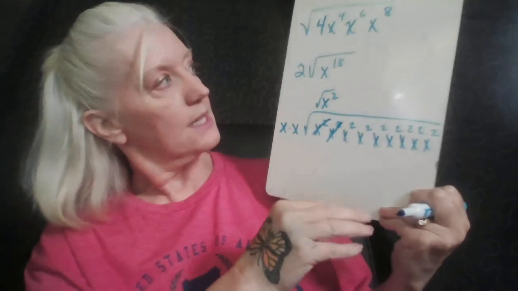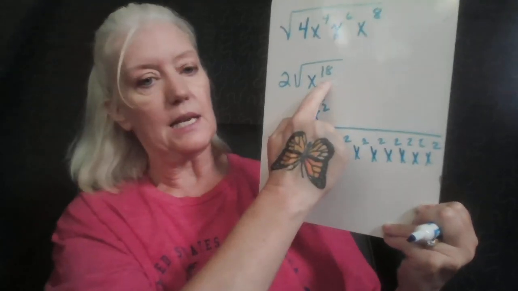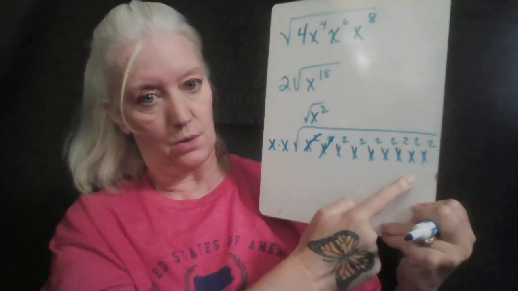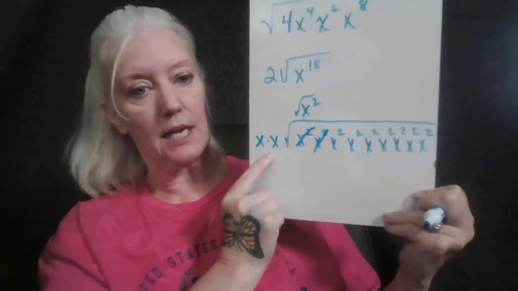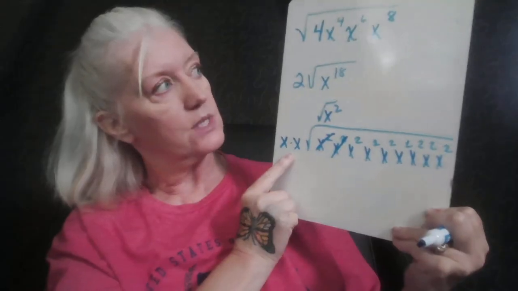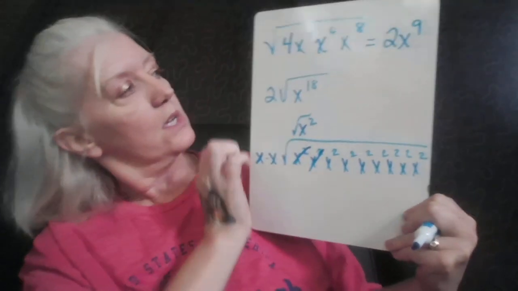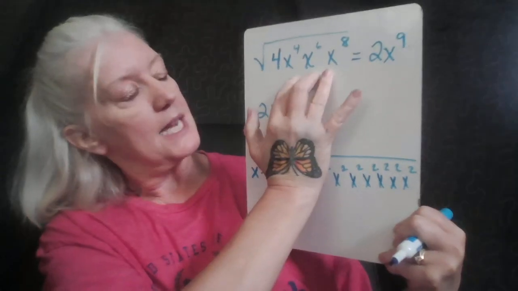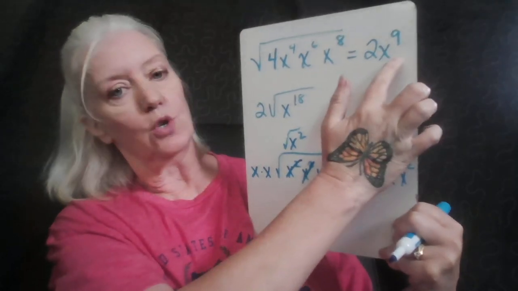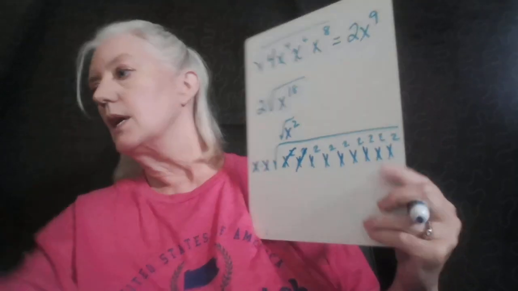If you think about this, when I started with 18, I'm going to have 9 groups of 2. 9 groups of 2 all coming out means this will end up with 9 x's on the outside. So this answer simplifies to 2x to the 9th. Okay, the 2 came out of the 4, and this all added up to 18, so that meant 9 groups of 2 to come out. All right, let's try it with different variables.